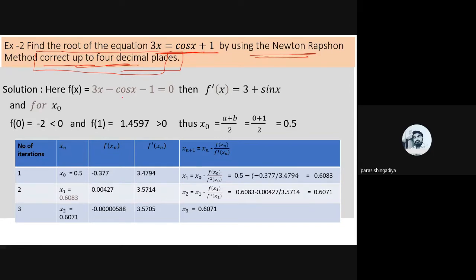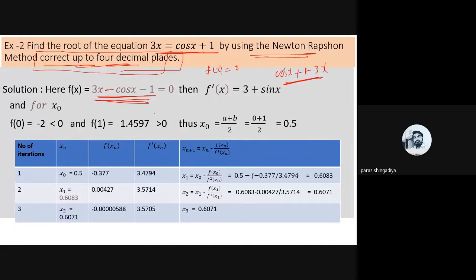Okay, so here the function is given that 3x is equal to cos x plus 1. Consider the f(x) equal to 0 form. So it will be 3x minus cos x minus 1. Either you can also consider cos x plus 1 minus 3x. That is also correct. You can consider this form, or you can consider 3x minus cos x minus 1. Just shift this cos x plus 1 to this side. Both are positive, so it will be negative here: 3x minus cos x minus 1. So this is the function f(x) equal to 0.